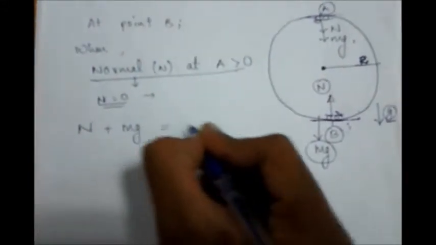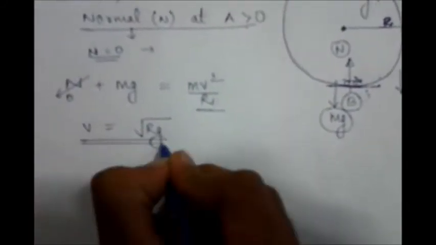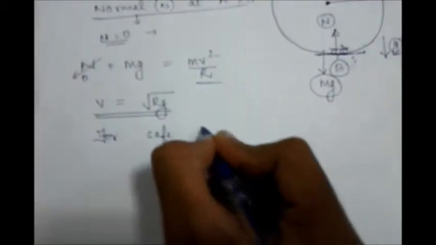Equating the forces at point A, we have N plus mg is equal to mv square by r, which is the centripetal force acting on the bike rider at A. Taking N as 0, we have v is equal to root rg, where r stands for the radius of the circular region. So for a safe journey, we need a velocity v greater than or equal to root rg at point A.